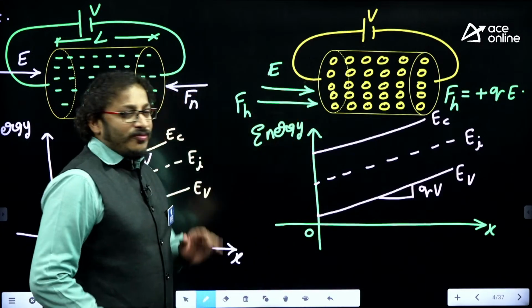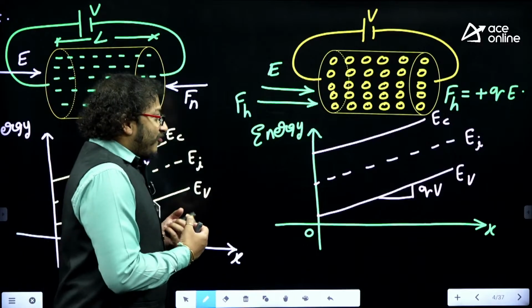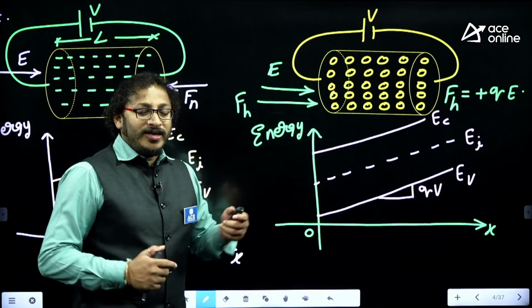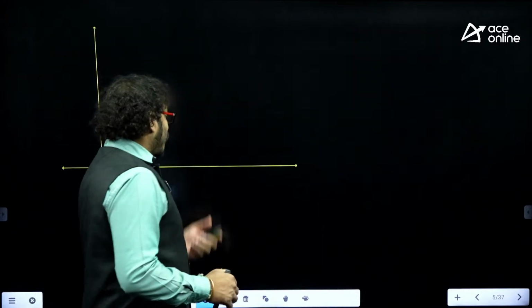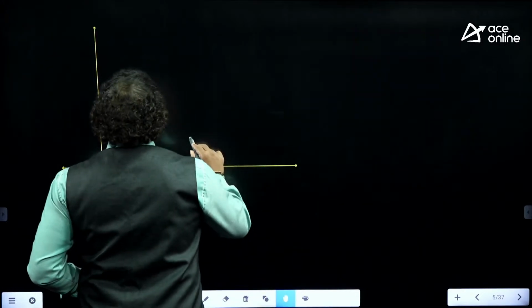So this is the first thing we have. But there is a flaw in this design. Energy band, there is a flaw. Is there any drawback? Yes. What is that? I'll show you.